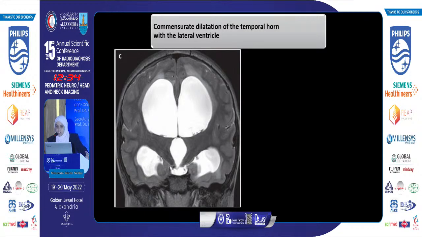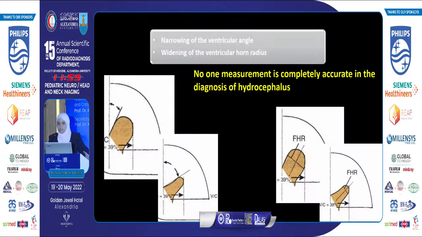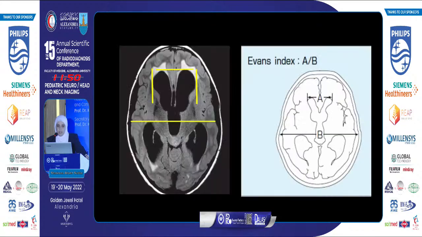Also in coronal sections, we can see the temporal horn and the body of the lateral ventricle are dilated in proportion, compared to ventricular dilatation ex vacuo, where the temporal horn is in an actual normal location. These measurements are proved to be not reliable alone in differentiation between hydrocephalus and ventricular dilatation ex vacuo.